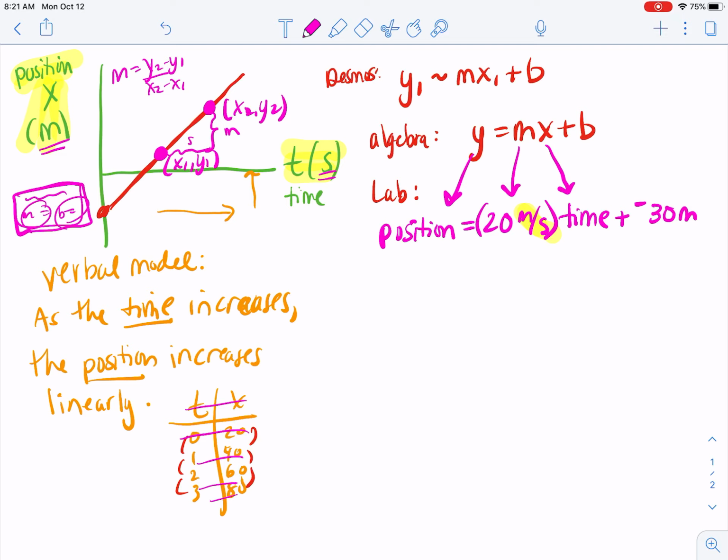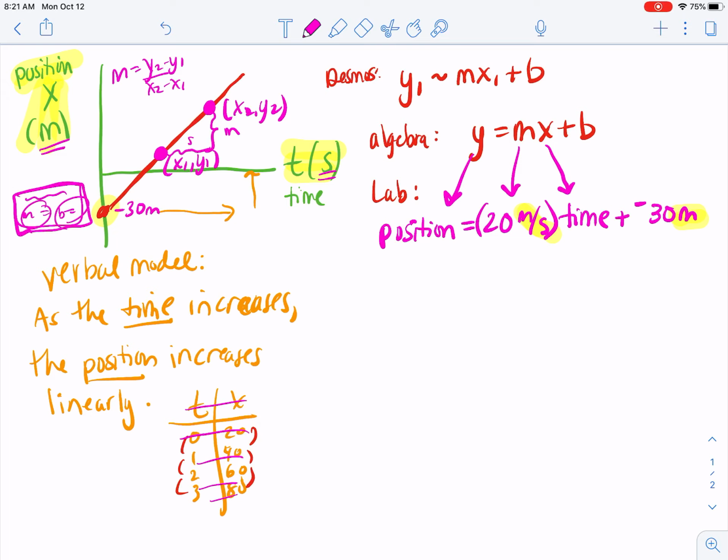And since this is the y-intercept, it's where the y-axis crosses. So this would be at negative 30 in this case. It's going to be meters because it's on the y-axis. It's a y variable.